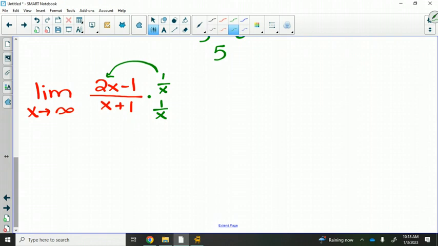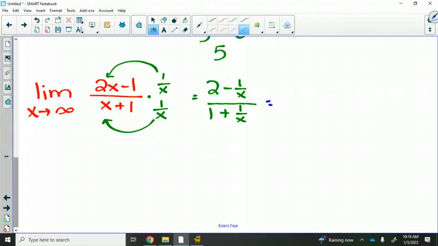So I'm going to distribute. So 2x times 1 over x is 2 minus 1 over x times 1 is 1 over x. And then I'm going to distribute down here. x times 1 over x is 1, plus 1 times 1 over x is 1 over x. Okay, now, if I took the limit of each of those parts, what's nice about each of those parts is they're either a constant or they're in the form of that theorem. So now I'm going to take the limit of each of those parts.